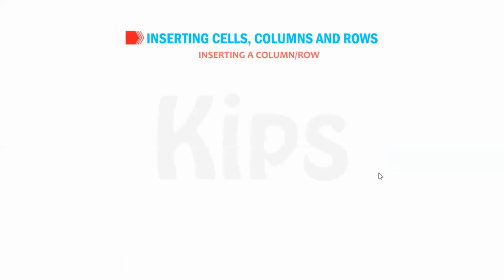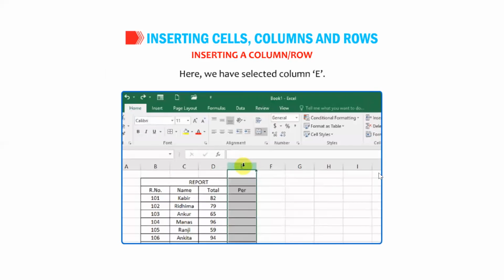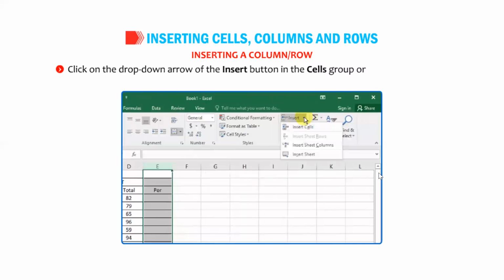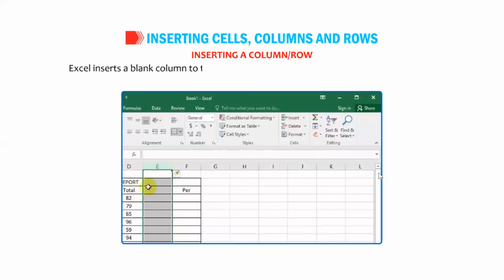Let me now tell you how to insert a column or row. Select the column or cell to the left of which a new column is to be inserted. Here we have selected column E. Click on the drop-down arrow of the Insert button in the Cells group on the Home tab and choose the Insert Sheet Columns option. Excel inserts a blank column to the left of column E and shifts the entries of column E to column F.